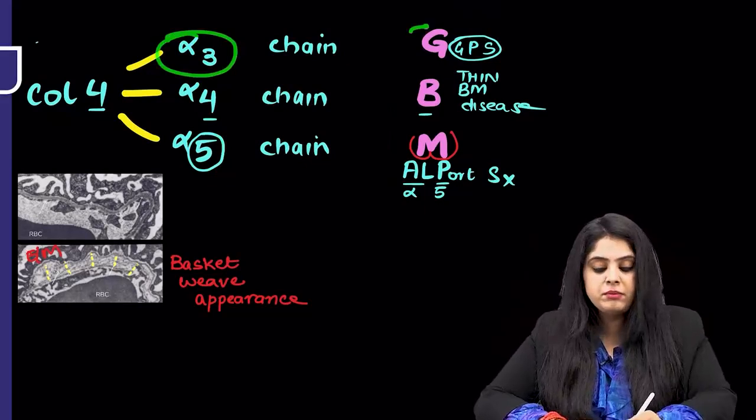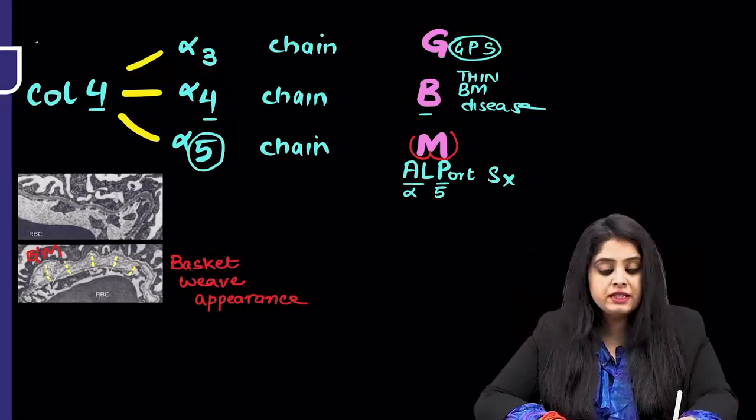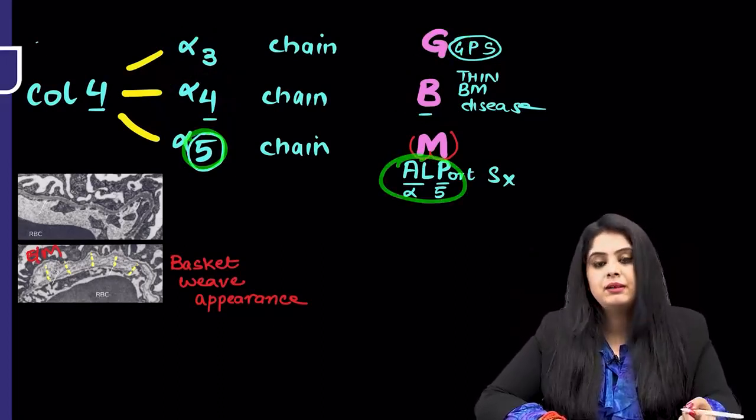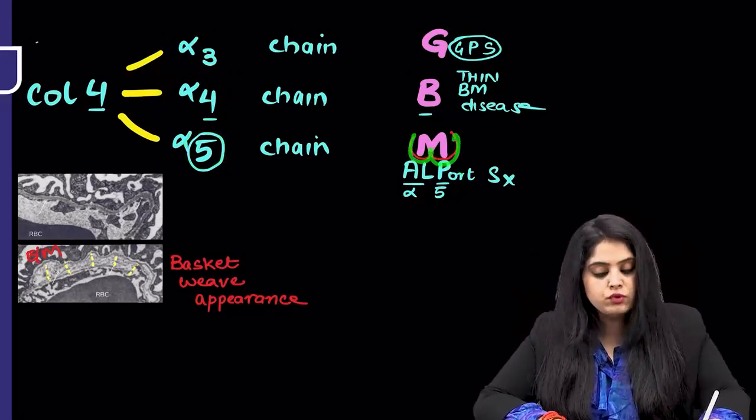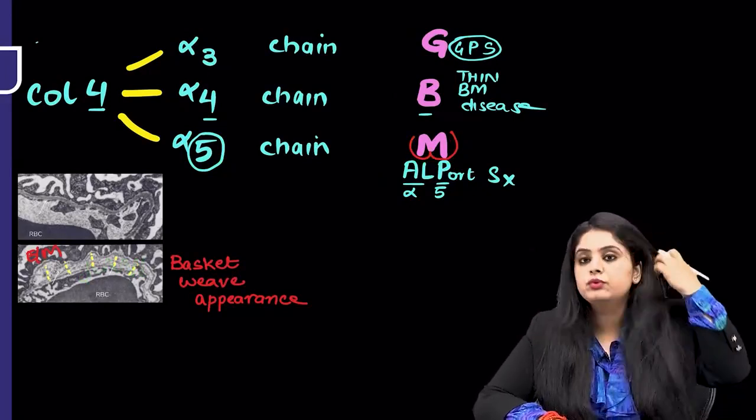If there is a problem in the 3 chain, it is Goodpasture syndrome. If there is a problem in the 4 chain, the basement membrane is very thin. A problem in the 5 chain is Alport syndrome. Alport syndrome is going to show you this basket weave appearance. Easy. But what else does Alport syndrome show you?